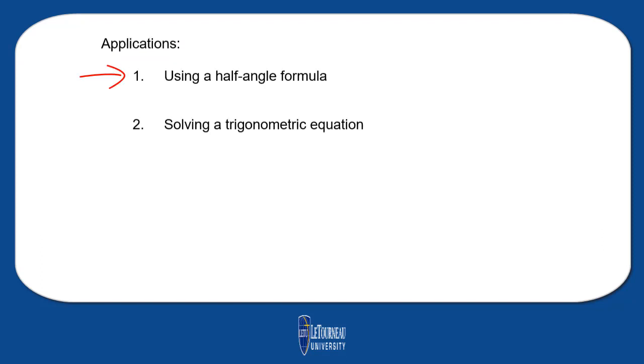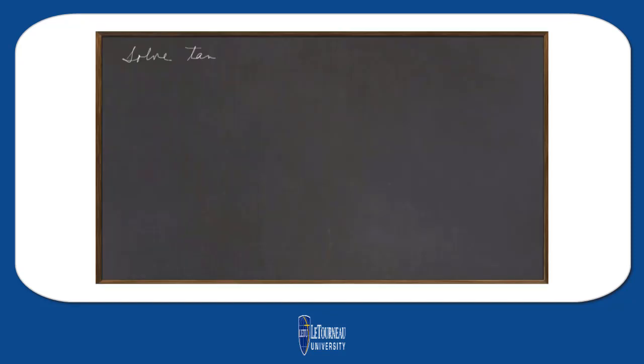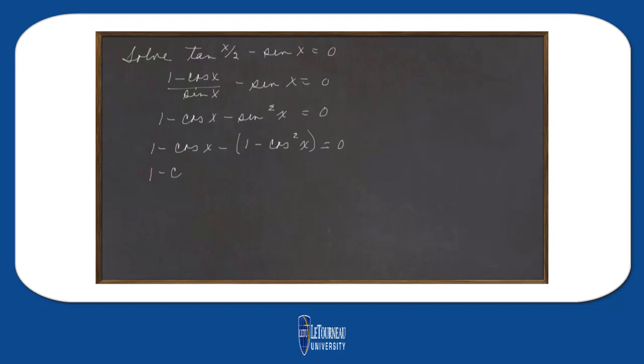Now, let's solve a trigonometric equation. That's our second application here that involves a half angle. Okay, solve tangent of x over 2 minus sine of x equals 0. So we will make a substitution for the tangent of x over 2. And then expand it, make appropriate substitutions so that everything is in terms of the cosine.